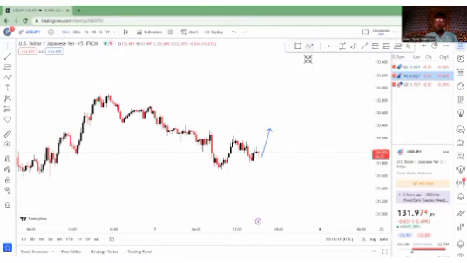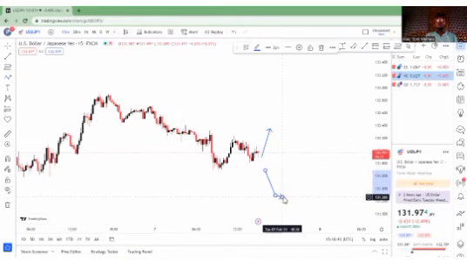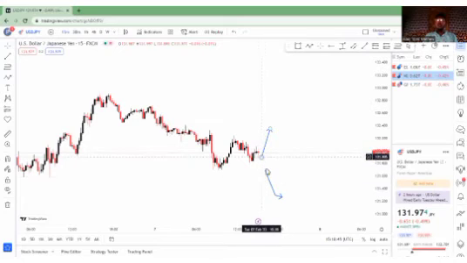Sell stop as well. You don't want to sell at this current market price. You want price to come down a bit, probably here, before you start selling. So you are going to place your sell stop here. Once the market gets to this place, your sell stop will be triggered, and then you have your trade running.